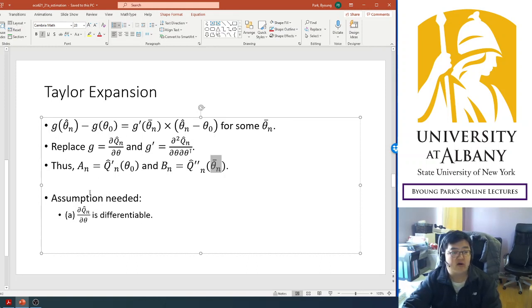And the assumption we need in this step is differentiability. So the Taylor expansion requires differentiation of G. If G is differentiable everywhere, then we are good. And in this case, G is the first derivative. So it means the criterion function must be twice differentiable. Already the first order derivative is differentiable, means the original function must be twice differentiable, right? This is a mild assumption.